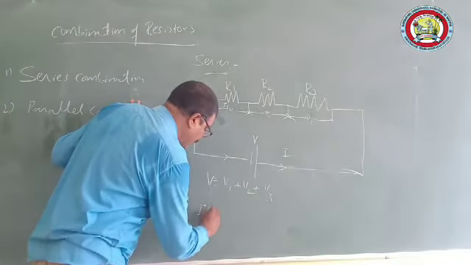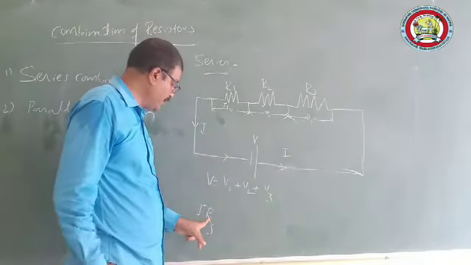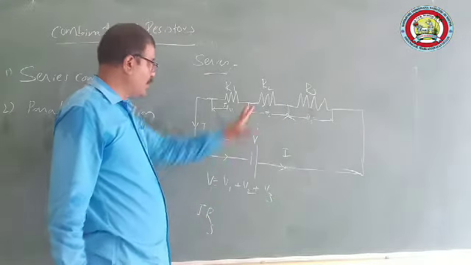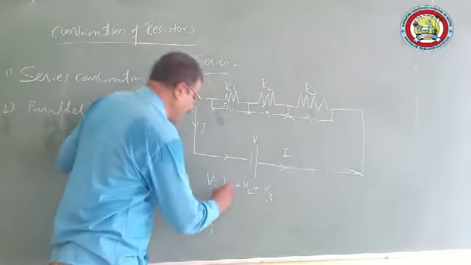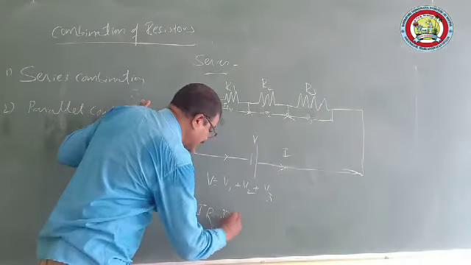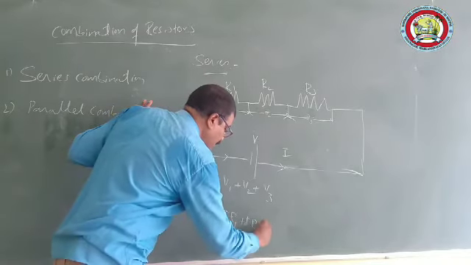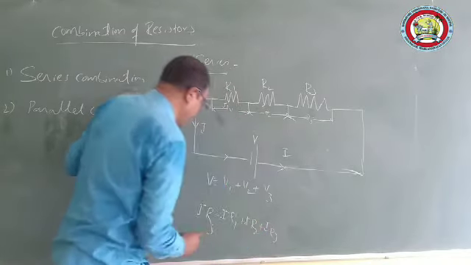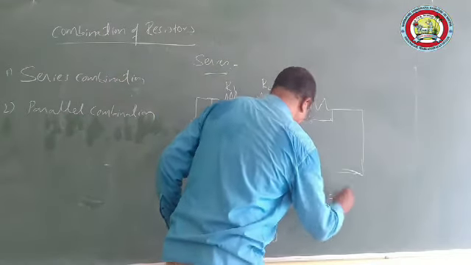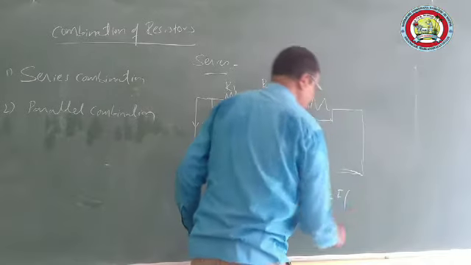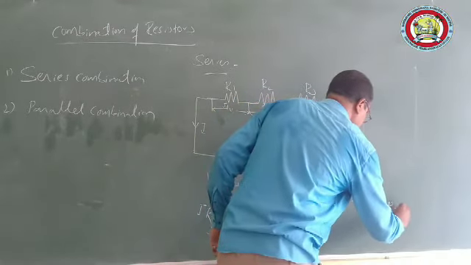What is V here? Shall I put it as I into R, where R is nothing but the effective resistance, or the total resistance of the combination. V1 is I into R1, plus I into R2, plus I into R3. So I will take I common outside: I into Rs is equal to I times R1 plus R2 plus R3.